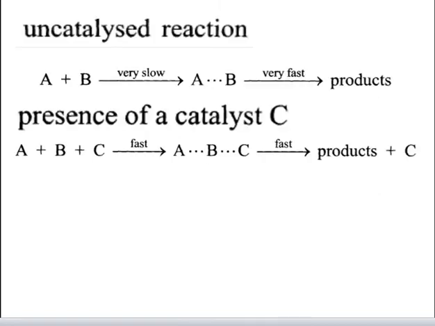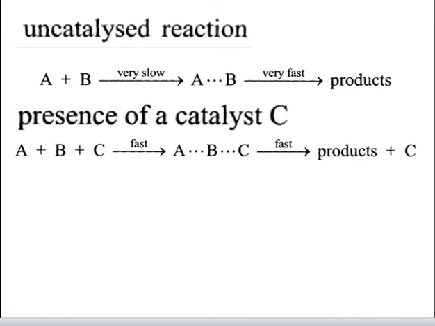As a rough generalization, therefore, an uncatalyzed reaction might proceed as follows. A plus B, with a very slow rate, converts into AB, which converts into products with very fast speed. The same reaction, but in the presence of a catalyst C, might take place like this. A plus B plus catalyst C, which is a fast process, converts into ABC, which again converts into products plus C with a fast rate.